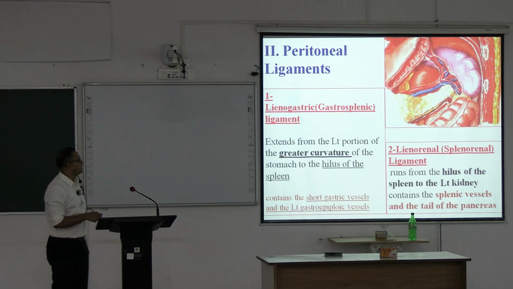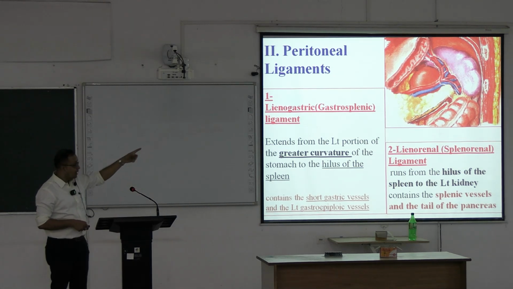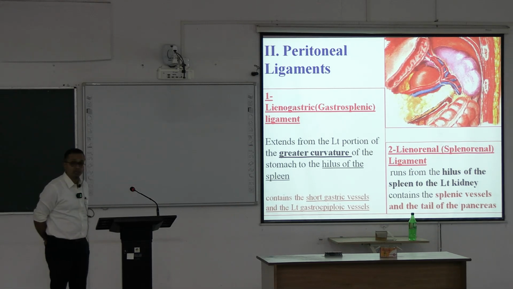So what is the gastrosplenic ligament or gastrosplenic fold of peritoneum? It is nothing but a peritoneal fold existing between the left portion of the greater curvature of the stomach and the hilum of the spleen, which holds the short gastric blood vessels and left gastroepiploic blood vessels. It supplies the fundus of the stomach and the greater curvature of the stomach. So it is immensely important to secure this before doing any surgeries.